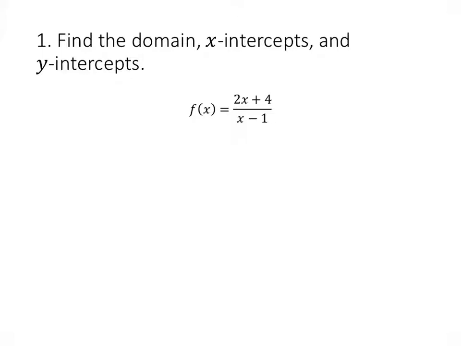So starting with the domain, we always want to look in the denominator of the function and ask ourselves, when is that denominator equal to 0? Those are the values that we'll have to exclude from our domain. So in this case, we add 1 to both sides, we get x equals 1. So the domain is all real numbers except x equals 1. 1 is the only x value that we are not allowed to plug in.